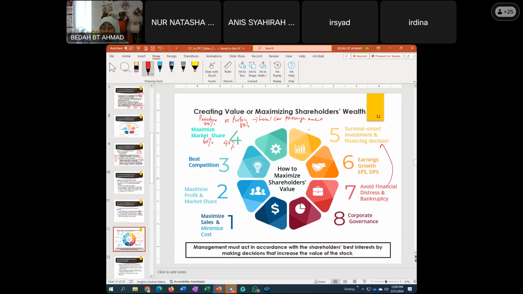So management must act in accordance with the shareholders' best interest by making decisions that increase the value of the stocks. All these things are the points or sub-points that can help the firm increase the value of the firm, or in another word, maximize the shareholders' wealth.